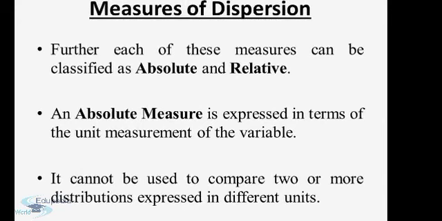Now, each of these measures can further be classified as absolute and relative. An absolute measure is expressed in terms of the unit of measurement of the variable. Suppose I am measuring in meters or centimeters, an absolute measure would have the same unit, whereas a relative measure is unitless. An absolute measure cannot be used to compare two or more distributions expressed in different units. That is the limitation of absolute measure.